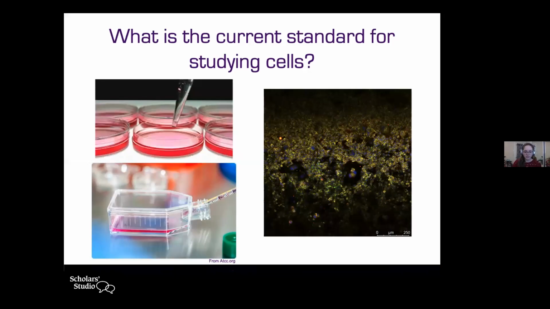So when we think of studying cells, we might picture scientists in the tissue culture hood with flasks and petri dishes and growing cells subsequently on the bottom of these. And so these cells end up growing in a flat layer. This has obviously been vital for a lot of discoveries.